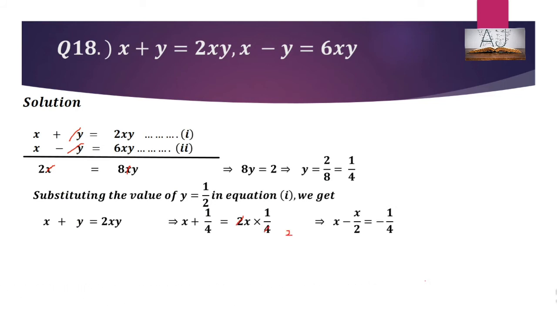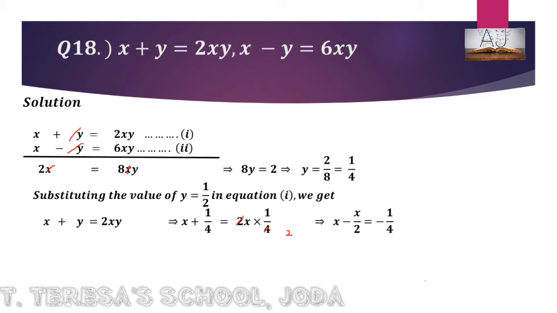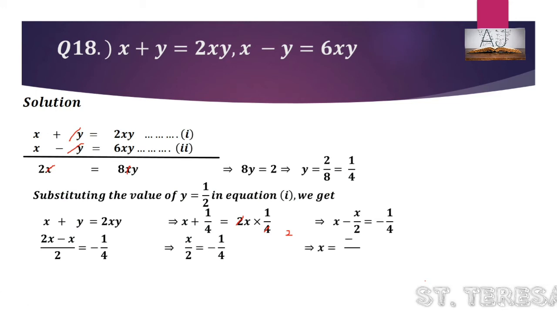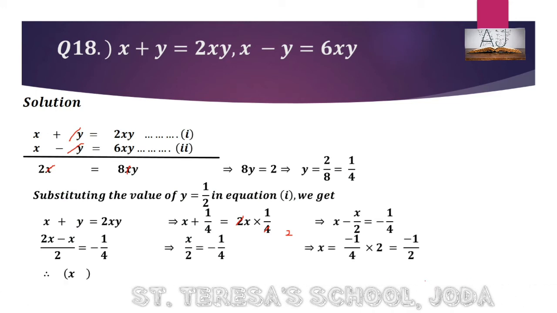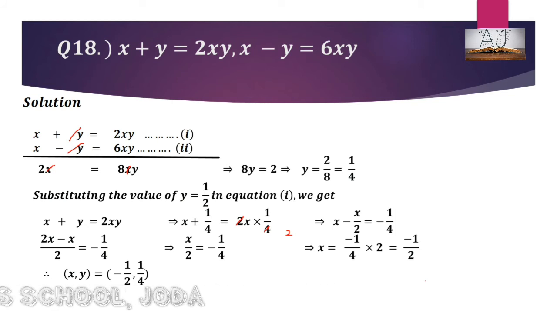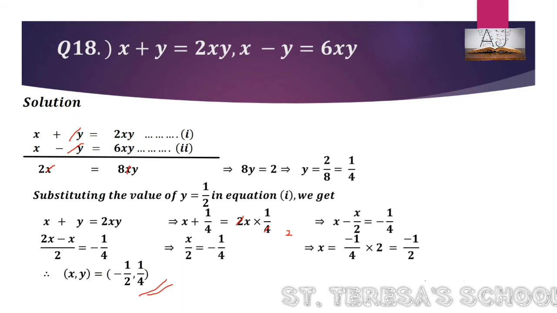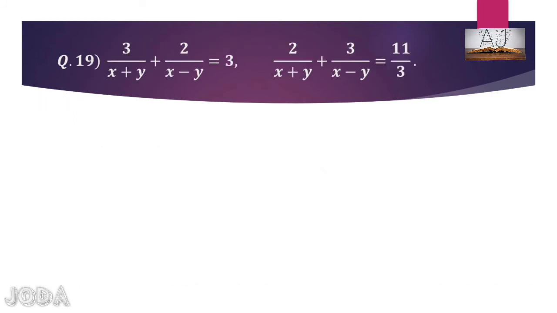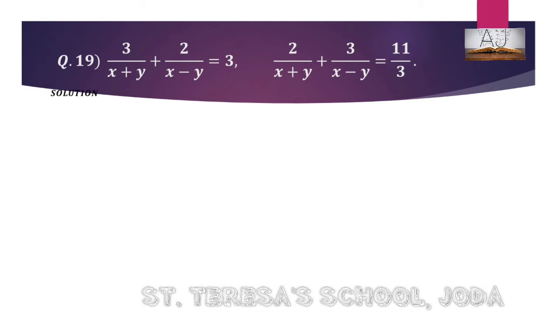And we get x plus 1 by 4 equal to x by 2. Let us take x by 2 to the left hand side, so minus x by 2, and 1 by 4 to the right hand side, so minus 1 by 4. Now we'll find the LCM and simplify it a little bit more. So we get the value of x as minus 1 by 2 and the value of y as 1 by 4. Okay, so this is how we get both the values. Now let us see the next question, that is question number 19.